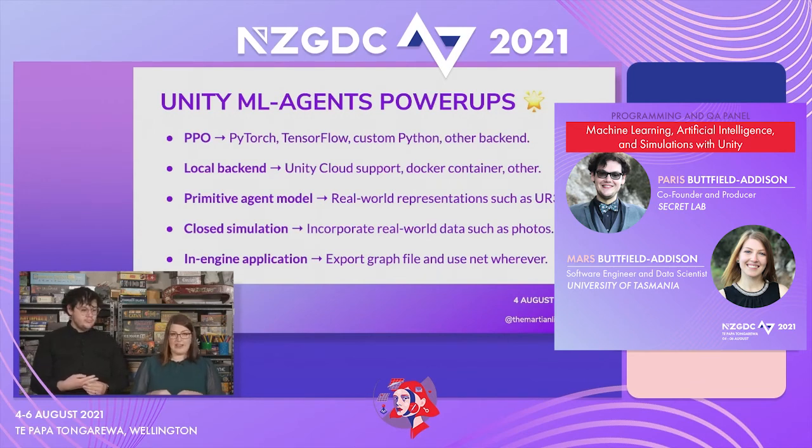Instead of using that primitive agent model, like we said, I used a sphere, Paris introduced how you could use the URDF files, but there are also other sources of standardized formats for input, which means you can represent those real world objects accurately in Unity without having to do that yourself. Anything you can get into Unity is fair game. And you can also have simulations that incorporate some real world data, like photos, more realistic LiDAR, sensors, things like that.